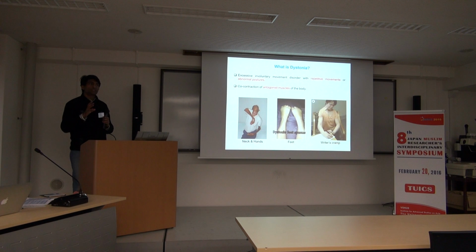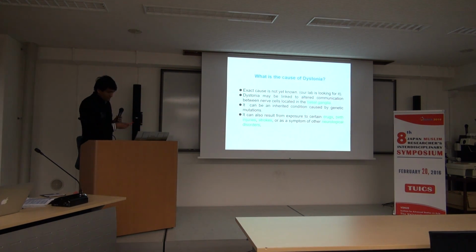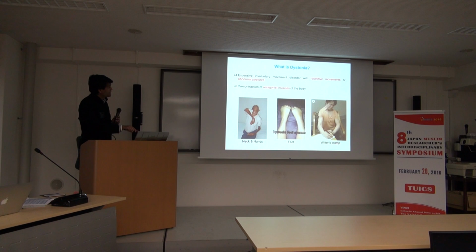In this type of disorder, we know that when we try to move or do something, our muscle works. But in this type of patient, their antagonist and agonist muscles contract together, so that they cannot move their limbs or legs or whatever is affected. It can affect the hands and also the legs and also the writing ability.